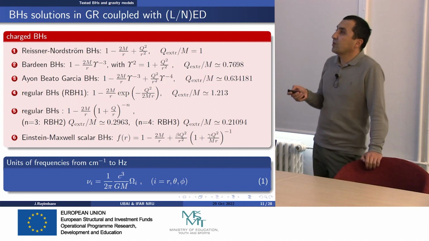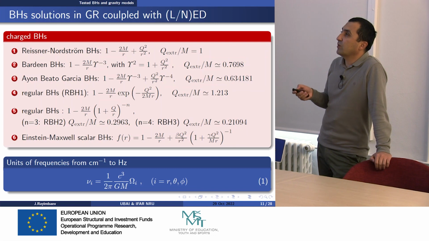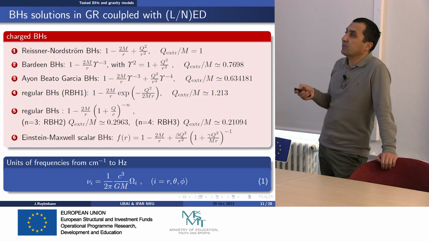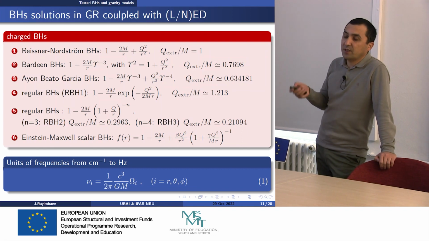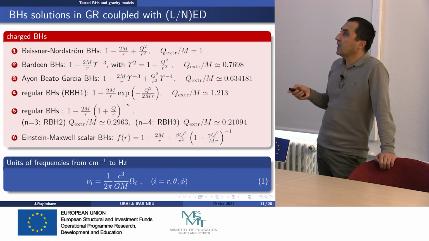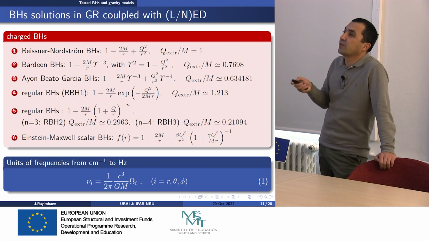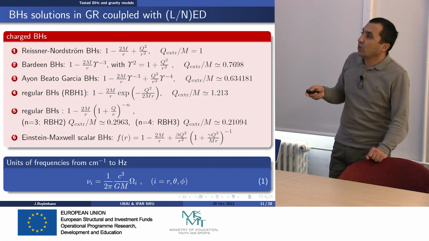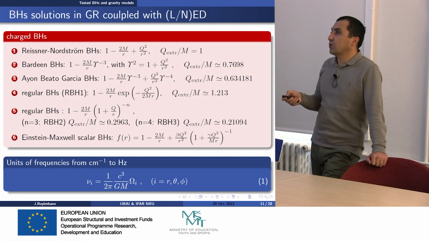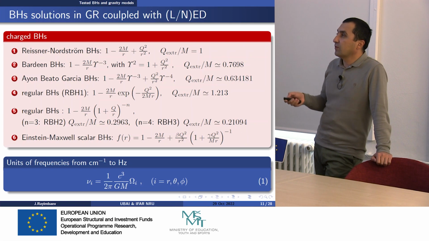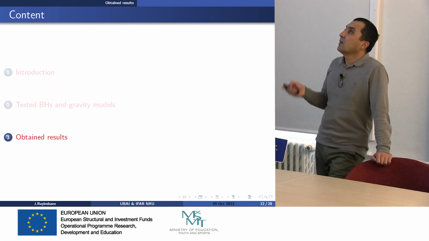And I show some results for charged black holes in the Einstein-Maxwell-scalar black holes. Here is some dilaton scalar field, called the dilaton field, with the parameters beta and gamma, which correspond to the scalar field effects. So I would like to show all my results in Hertz using this relation with these angular velocities.